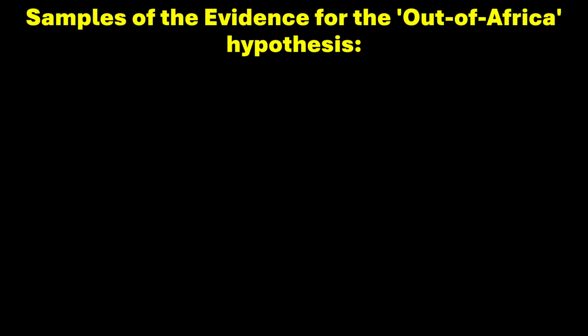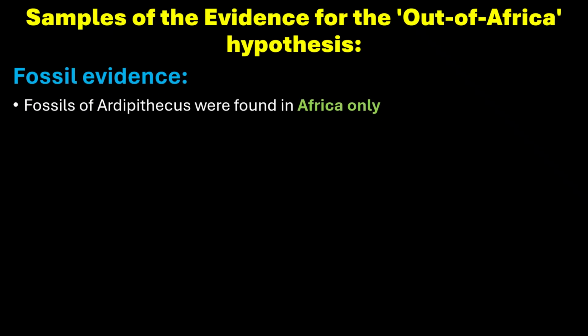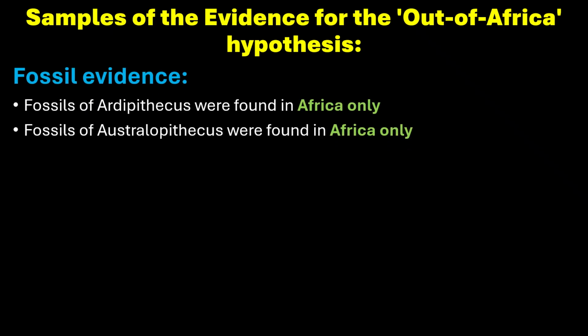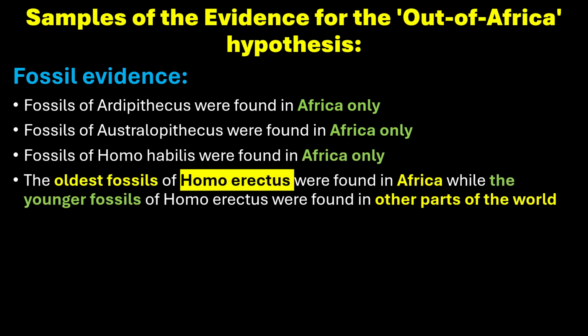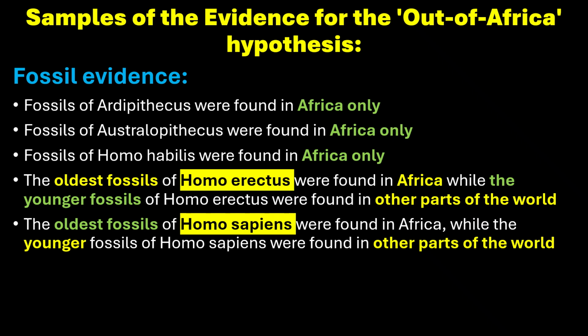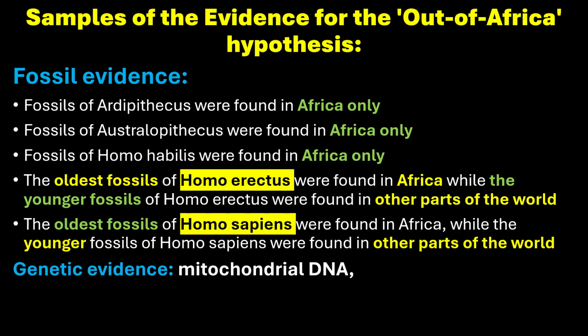Then we have to look at some of the fossil evidence of early fossils that support the Out of Africa hypothesis, like Ardipithecus fossils, Australopithecus fossils and Homo habilis fossils. They're only found in Africa. And the oldest Homo erectus fossils were found in Africa, while the younger fossils of Homo erectus were found in other parts of the world. The oldest fossils of Homo sapiens were found in Africa, whilst the younger fossils of Homo sapiens were found in other parts of the world.